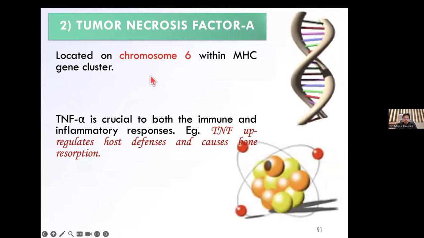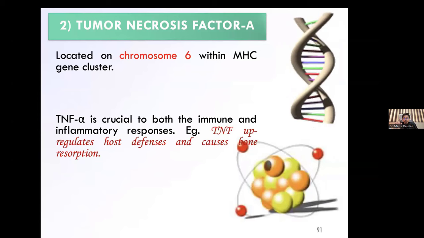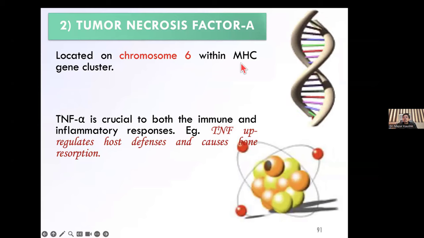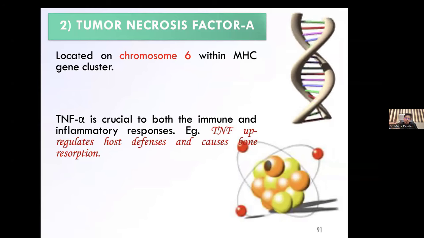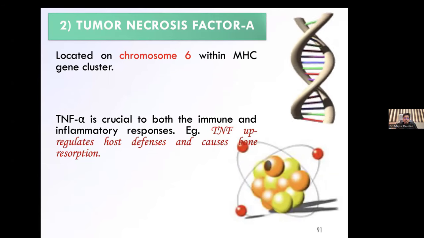Here also, what you are supposed to remember is which chromosome the genetic defect was located on. With regard to interleukin 1, it was chromosome number 2. Here it is chromosome number 6 within MHC. MHC, major histocompatibility complex, comes as a separate short note. So in a short while, I'll tell the meaning of this also.